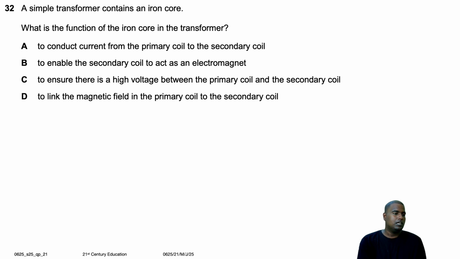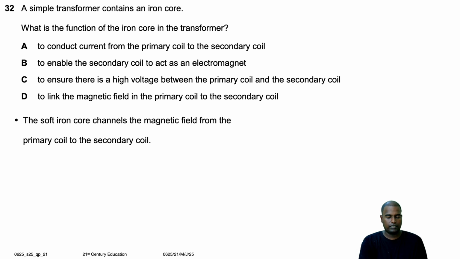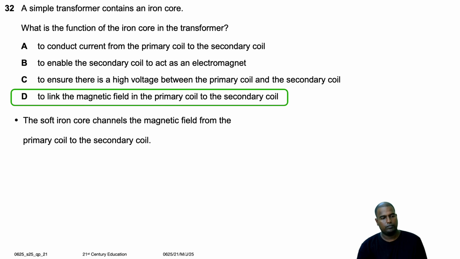A simple transformer contains an iron core. What is the function of the iron core in the transformer? The soft iron core channels the magnetic field from the primary to the secondary coil. So, not to conduct, but to link the magnetic field in the primary coil to the secondary coil. Otherwise, they have to link through the air, which is very, very weak.